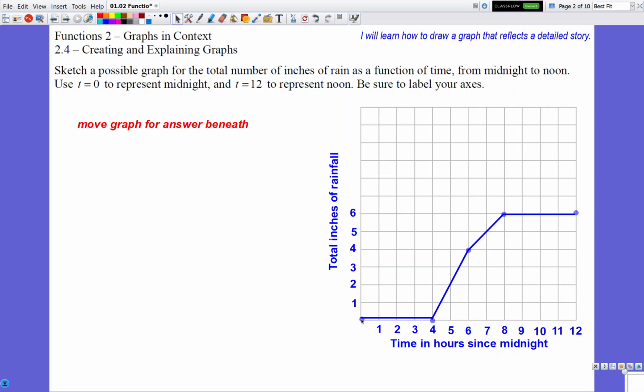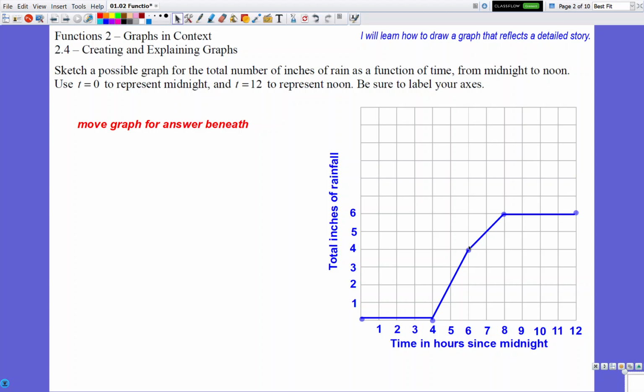Okay, and then the line goes horizontal. It just goes straight across to 4, 0, because 4 stands for 4 a.m., and it's still at a height of 0 because 0 inches fell. Okay, my next dot is going to be at 6, 4, because 6 stands for 6 a.m. and 4 stands for 4 inches of rain has fallen so far. So between 4 a.m. and 6 a.m., 4 inches of rain fell, so that's pretty heavy.